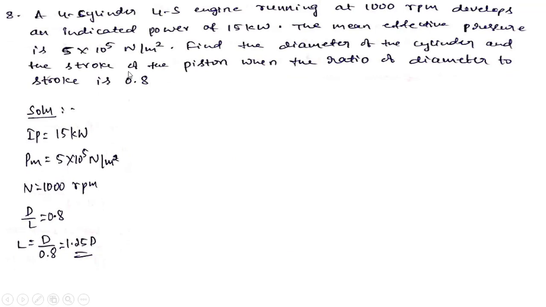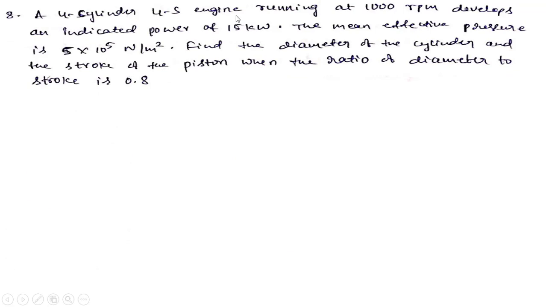A 4-cylinder 4-stroke engine running at 1000 rpm develops an indicated power of 15 kilowatt. The mean effective pressure is 5 into 10 power 5 Newton per meter square. Find the diameter of the cylinder and the stroke of the piston when the ratio of the diameter to stroke is 0.8. It's again a 4-stroke engine.